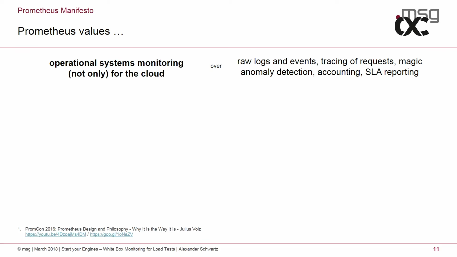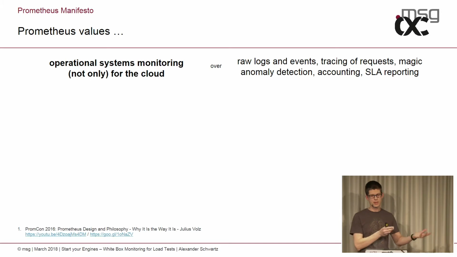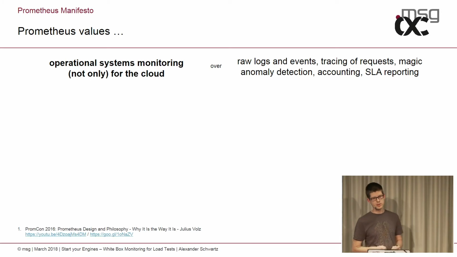It doesn't care about events. It's not about tracing requests. It doesn't do any magic anomaly detection. It's not for accounting and SLA reporting. It's just there to tell you your systems are running okay. And if they're not running okay, it points you to the server that is giving you problems.